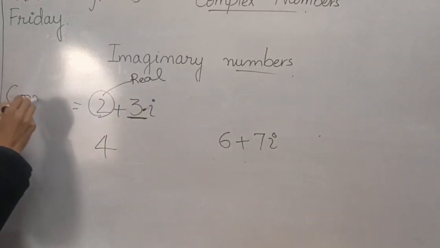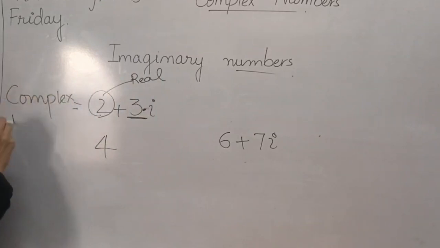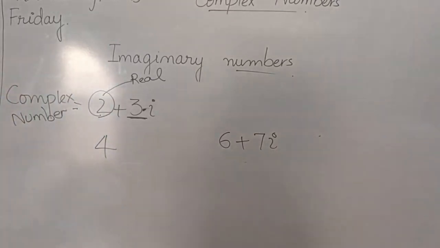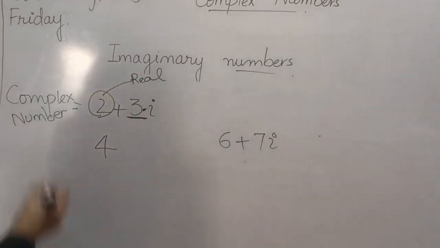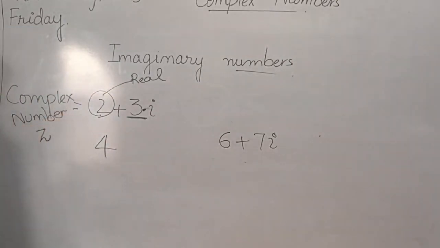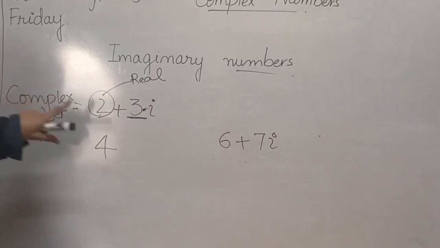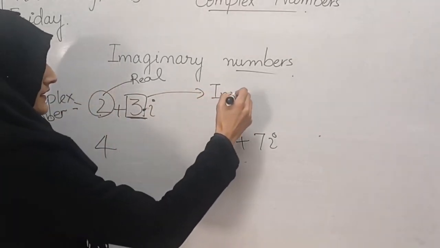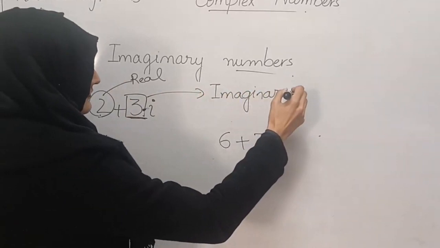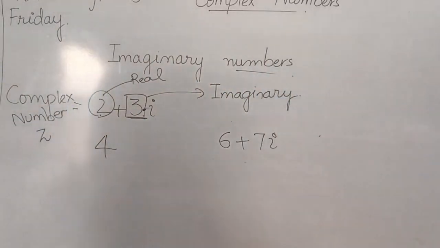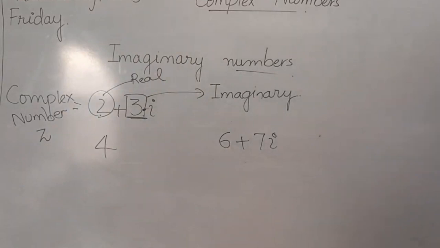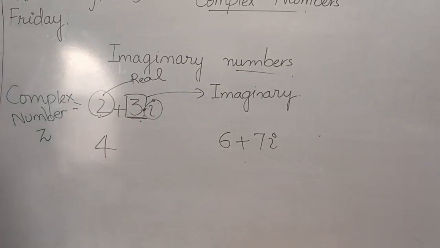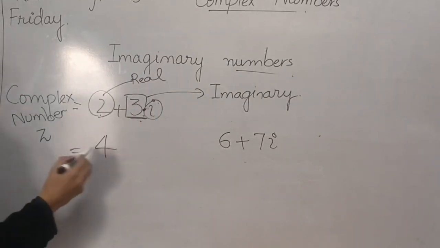This is the complex number, and the complex numbers are denoted by which alphabet? Umair will tell me. Complex numbers are denoted by small z, and in the complex number 2 is the real part, 3 is the imaginary part. Okay? How did we know that 3 is the imaginary part? This iota shows that this is imaginary. Is it clear? Next is 4.